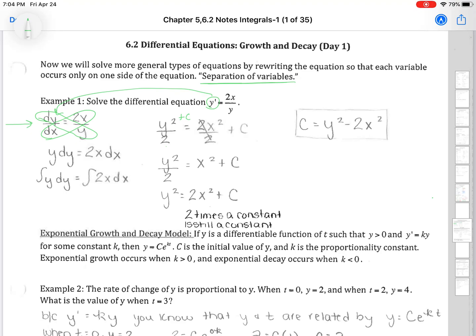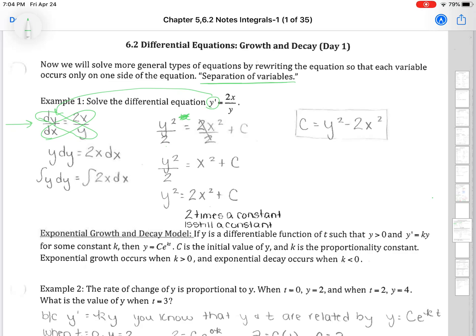So the integral of y dy is y squared over 2. If you want to think about plus c, that's fine. And then if you do the same thing on the other side, you get 2x squared over 2, which is just x squared plus c. So you have a second c.